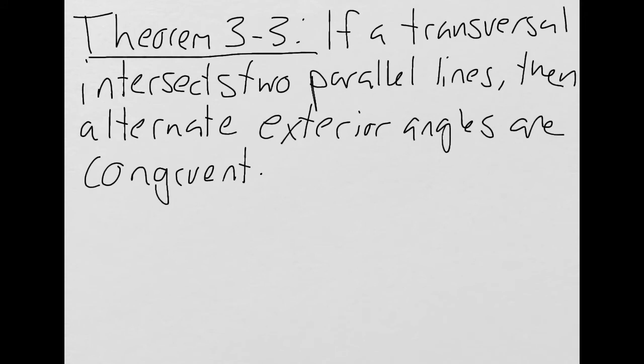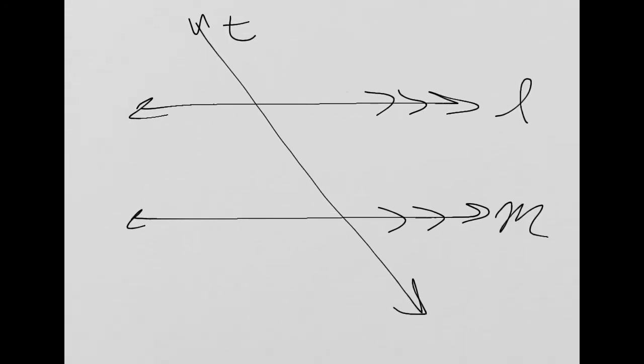All right, so next up we have theorem 3-3, which is the alternate exterior angles theorem. And it says that if a transversal intersects two parallel lines, then alternate exterior angles are congruent. So let's go ahead and take a look at a diagram of this.